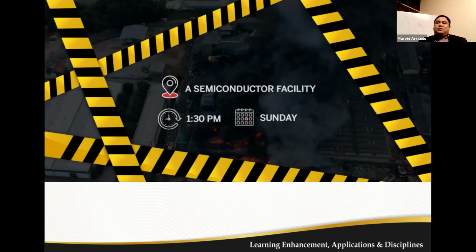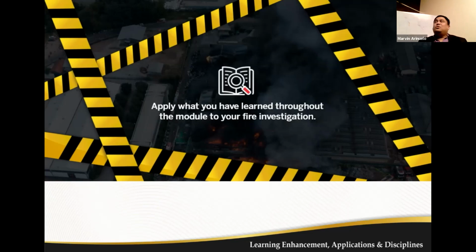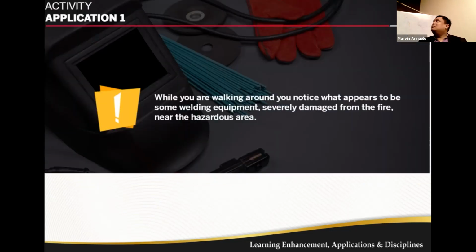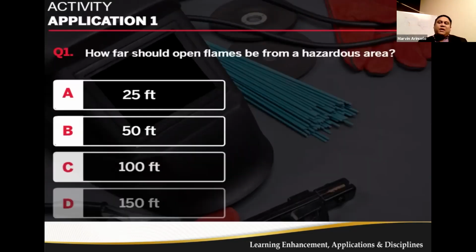You have been called on the scene to investigate a semiconductor facility where a fire broke out about 1:30 in the afternoon on a Sunday and continued to blaze well into the next day. Apply what you have learned throughout this module to your fire investigation. While you're walking around, you notice what appears to be some welding equipment severely damaged from the fire near the hazardous area. How far should open flame be from the hazardous area? Select the correct answer, but the answer we will get from page 8-22 of your fire protection handbook.